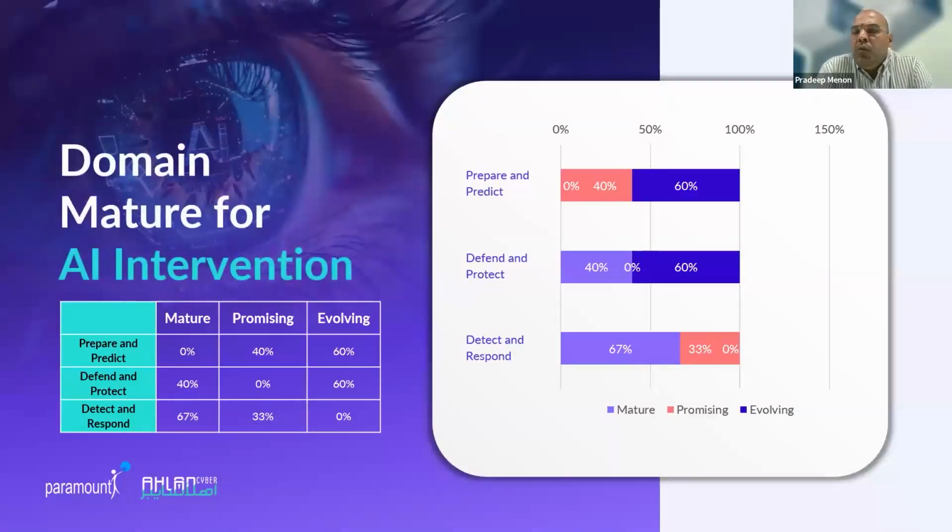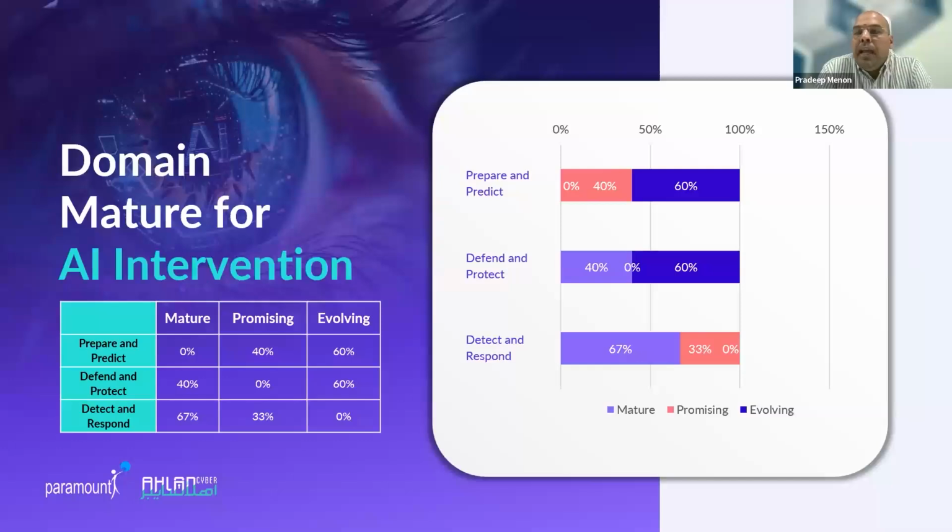So one of the learnings that you get from a cybersecurity standpoint, if I consider the buckets of prepare and predict, defend and protect, and detect and respond, is a very interesting observation: the area which is extremely mature for AI adoption is detect and respond, which is essentially the SOC, where the question is coming from, and also responding to it. Almost 67% of the activities within the detect and respond area are today ripe for AI adoption.